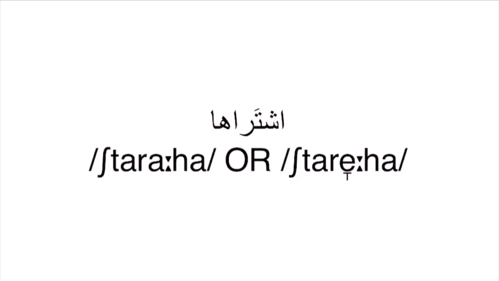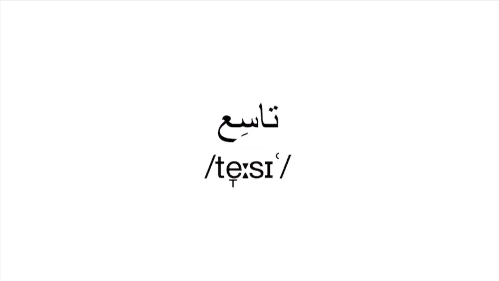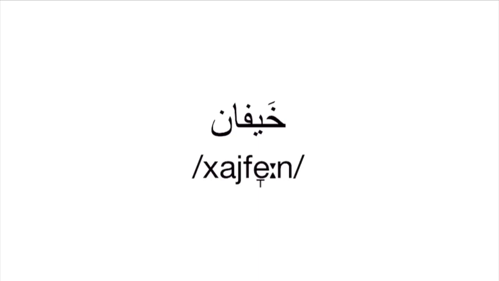Now let's do an exercise. I'm going to show you some words and try to guess how to pronounce the alif in these words. تاسع. طابق. خيفان. جوعان. However, some people say جوعان, especially in rural areas. غالي. Likewise, some people say غالي.